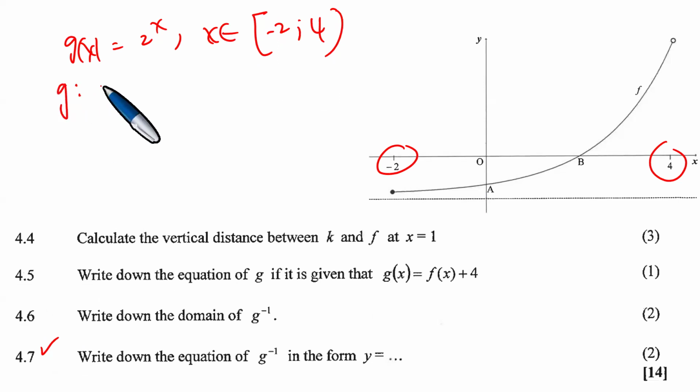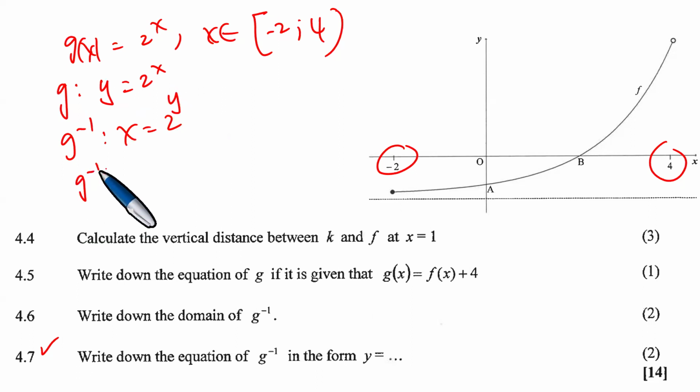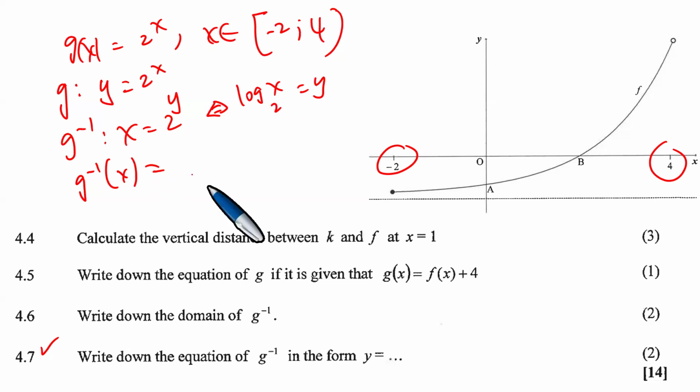So this is exactly 2 to the power x, which is g. To find g inverse, if g is y equals 2 to the power x, then the inverse is wherever there is y, you put x, and wherever there is x, you put y. Then we have g inverse of x. You can write it as an equation and solve for y, which means it is the log of x base 2 equals y. So you put the log here, and the 2 becomes the base. And this new y is g inverse, which is the log of x base 2.